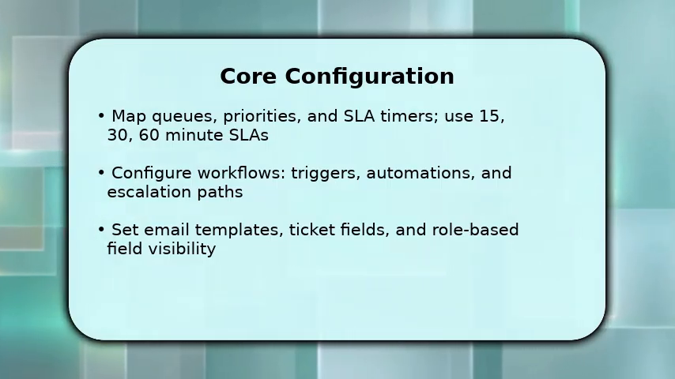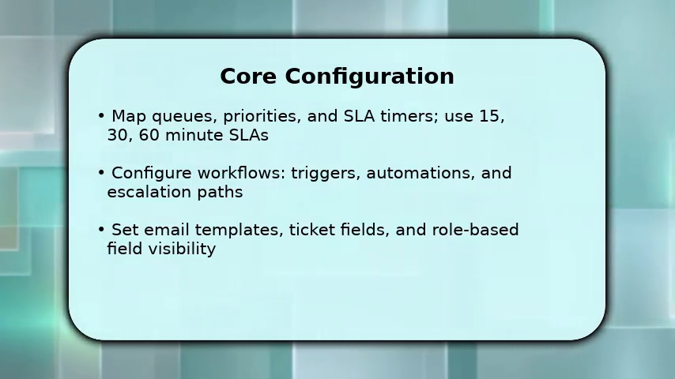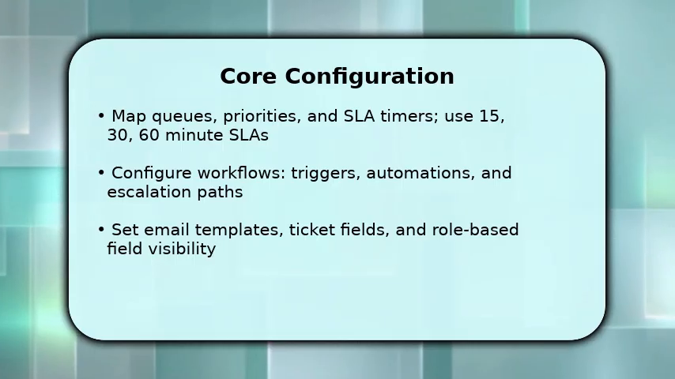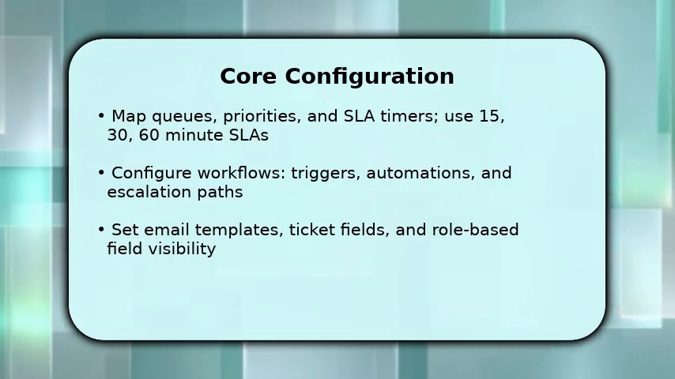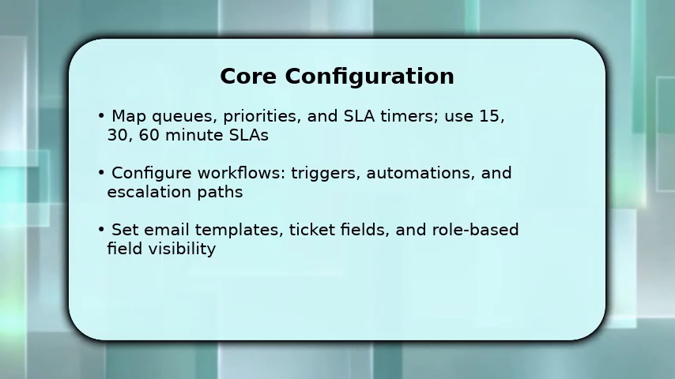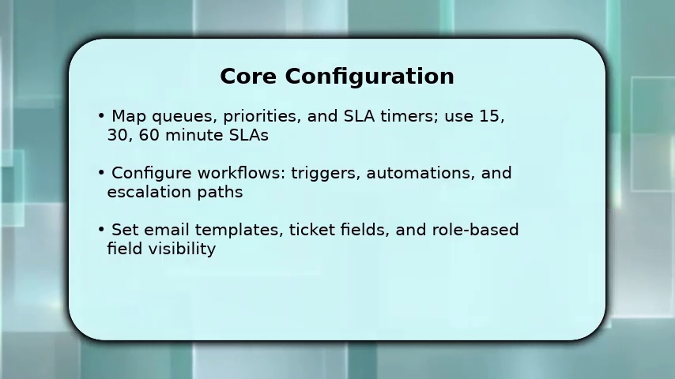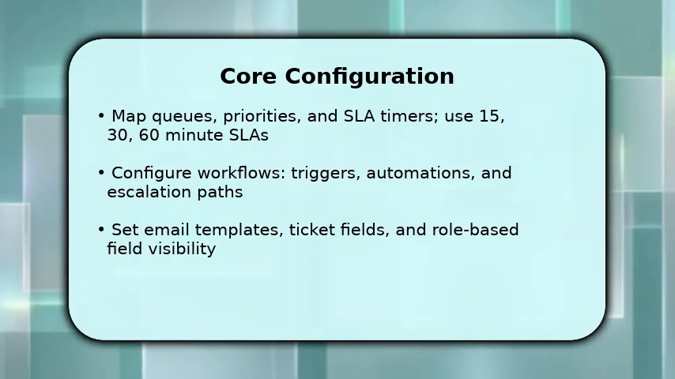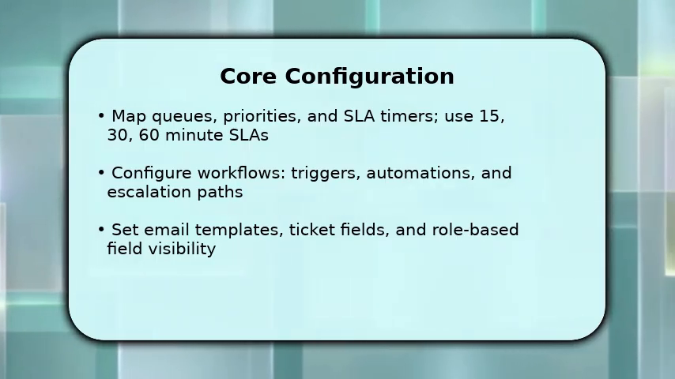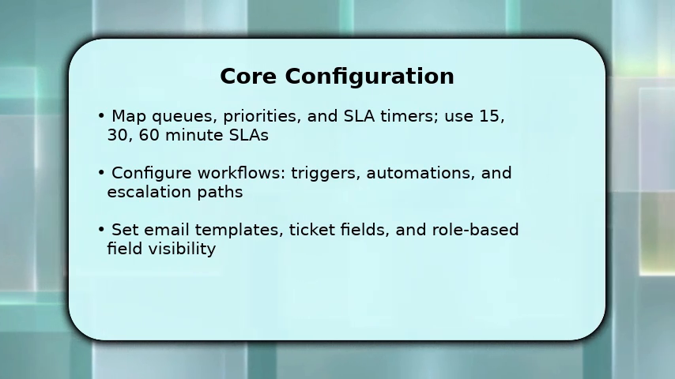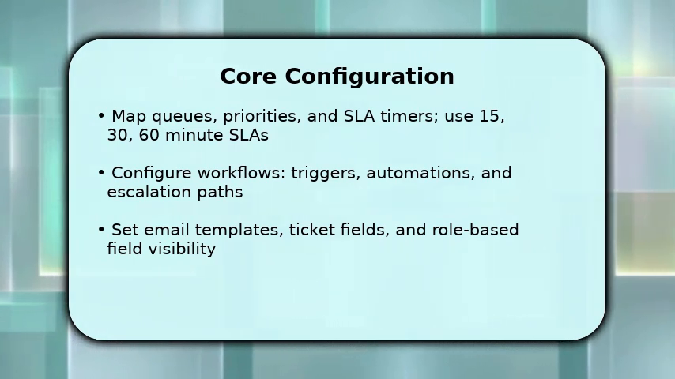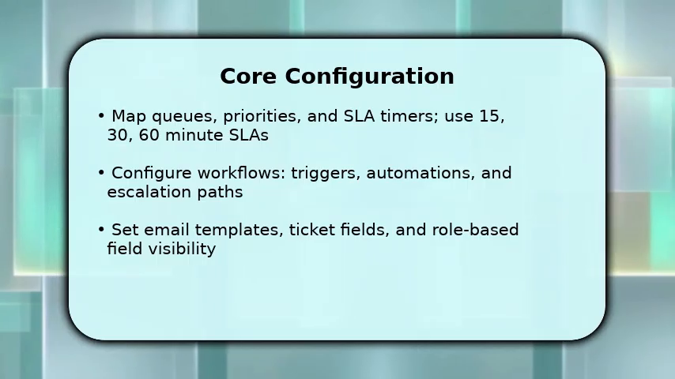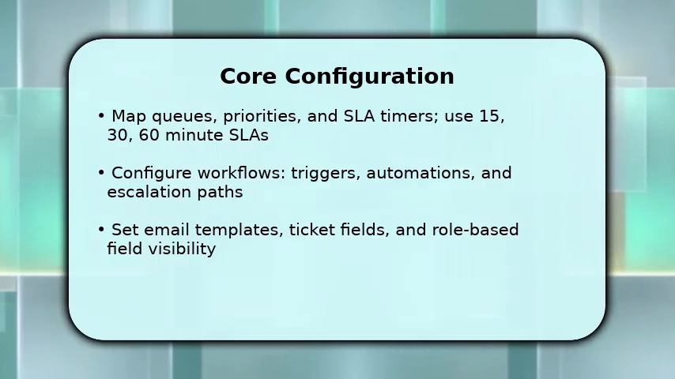You should map workflows, create triggers for new tickets, automations for status transitions, and escalation paths to senior agents. Make sure to define custom ticket fields and role-based visibility so sensitive data is hidden appropriately. Also, wire email parsing rules and templates, and test a full ticket lifecycle from creation to resolution using your test queue.